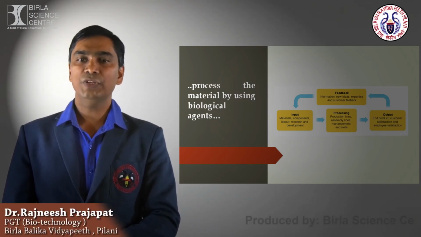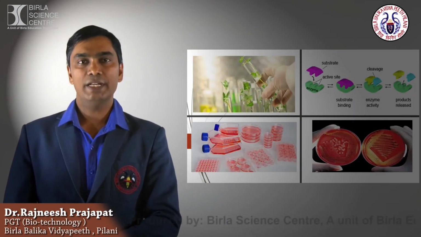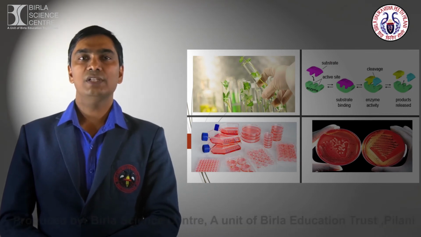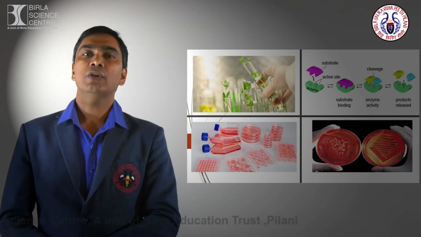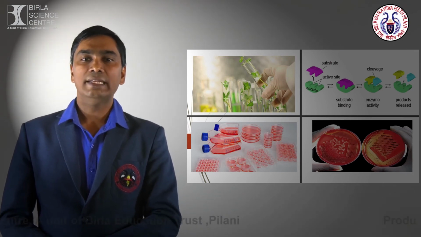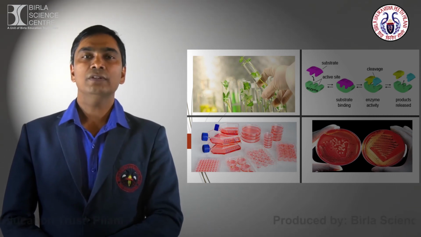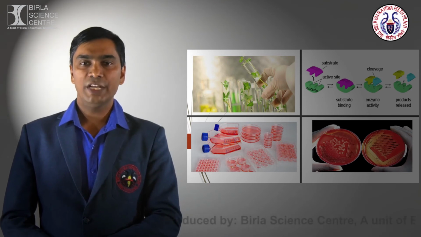But how can we process it? For that purpose, we need biological agents. It may be a bacterium in microbial technology, an animal cell in animal tissue culture, a plant cell in plant tissue culture, or we can use enzymes. Enzymes react on the substrate and form an enzyme-substrate complex. Later on, the product is released and the enzyme is used again in the reaction.